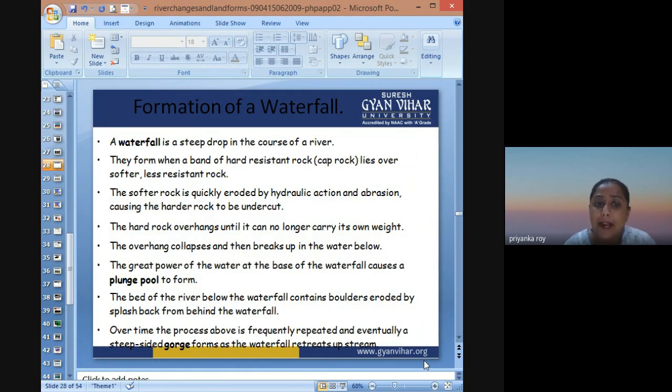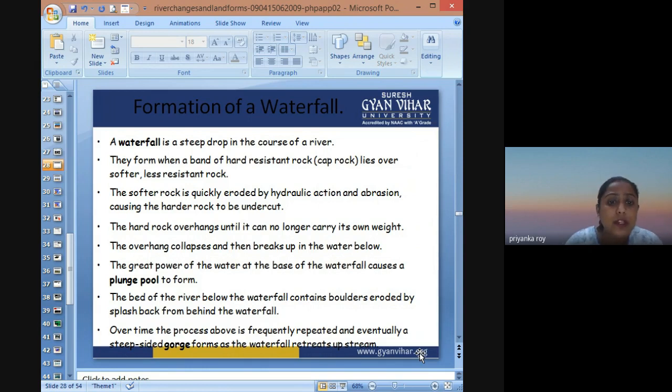They form when a band of hard, resistant rock lies over a softer and less resistant rock. So the softer rock is quickly eroded by hydraulic action and abrasion, causing the hard rock to be undercut, and the hard rock overhangs until it can no longer carry its own weight. So the overhang collapses and breaks up in the water below. The great power of the water at the base of the waterfall causes a plunge pool to form.